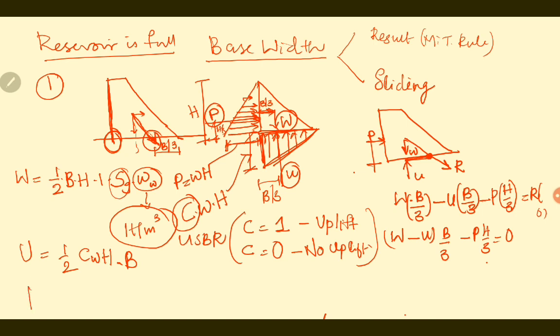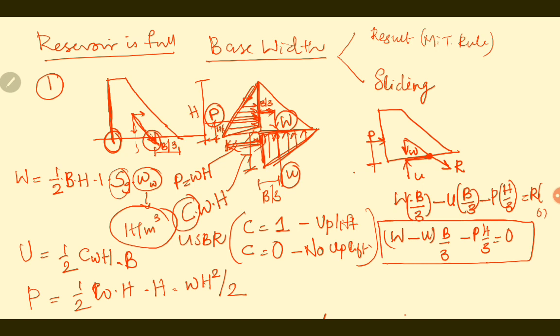Now what is this P? P will be equal to half the area of the triangle, half into W into H. This is the base here. So W into H into capital H, or equal to W H square by 2. So these are the different values. Now you have to substitute these particular values into this equation.